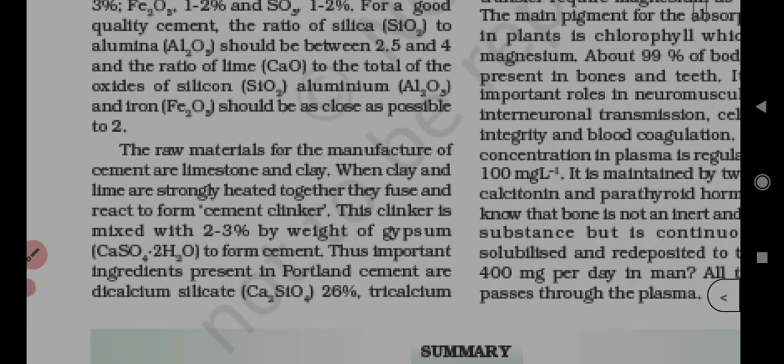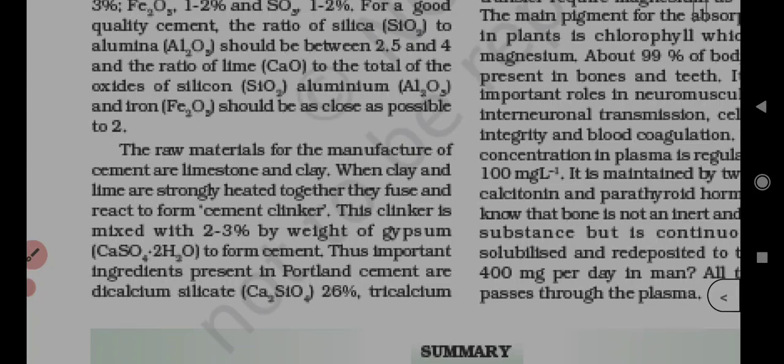Why? Let's see. The setting of cement: when mixed with water, the setting of cement takes place to give a hard mass. This is due to the hydration of the molecules of the constituents and their rearrangement. The purpose of adding gypsum is only to slow down the process of setting of the cement so that it gets sufficiently hardened.